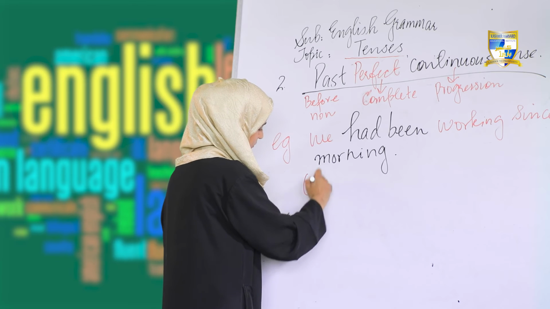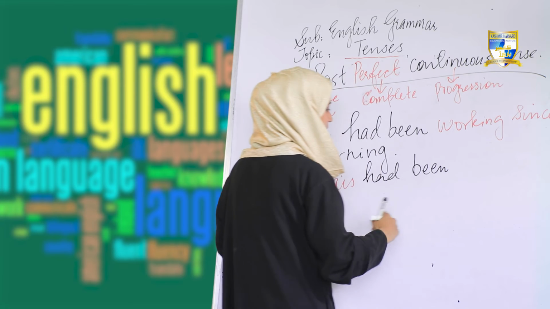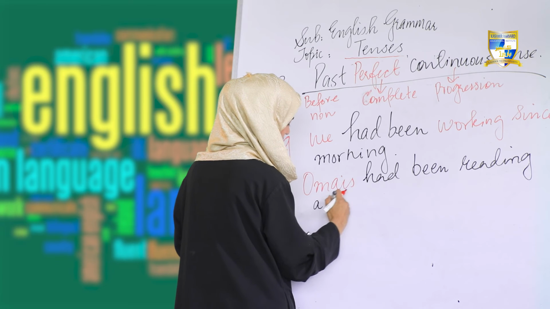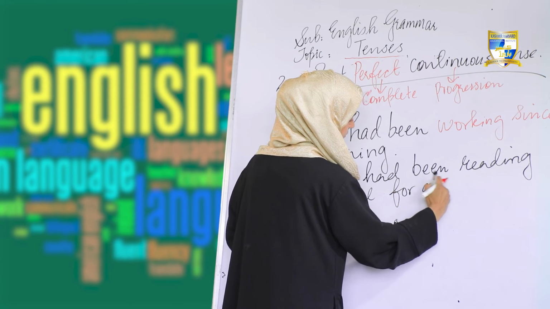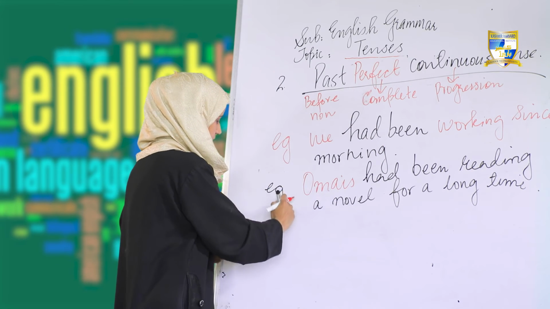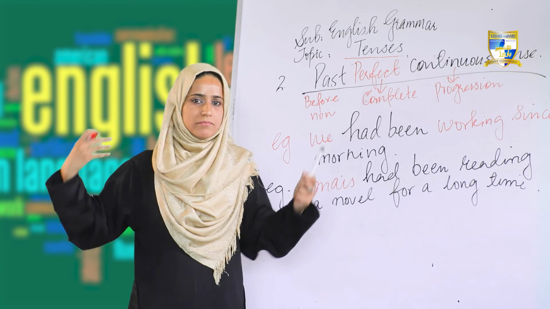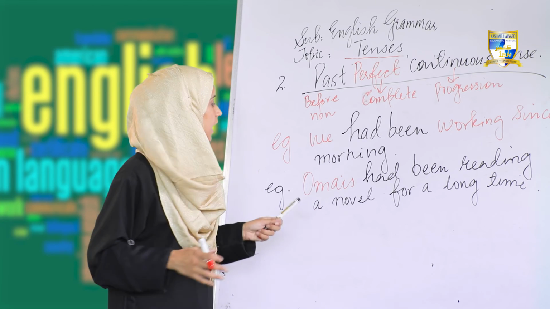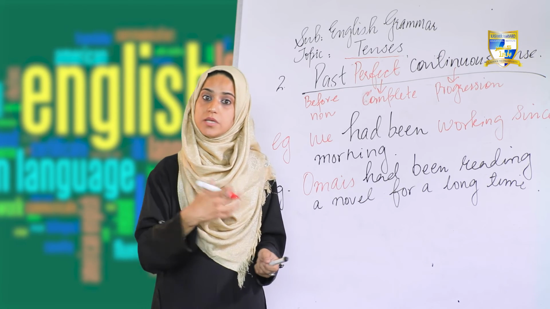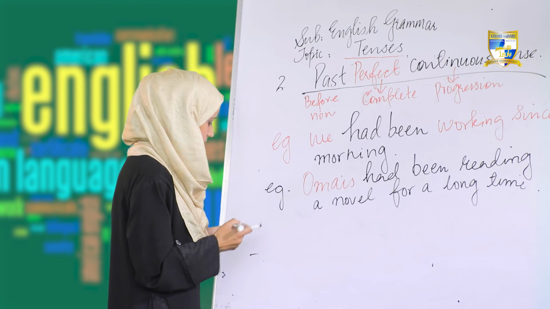Or, Umas had been reading a novel for a long time. Here the action denotes that Umas started reading the novel some time ago. The time is not mentioned, you are just talking about the period of time, so here we are using for. Umas had started reading the novel at some time and he was still reading it. He was not done with that novel. It was not complete.